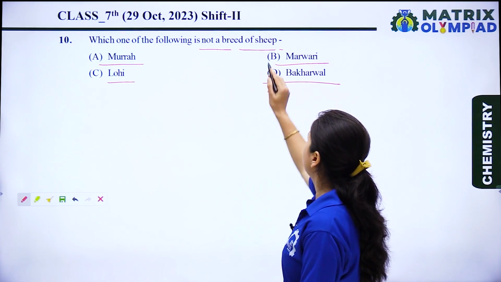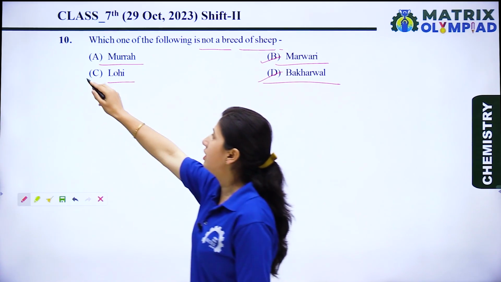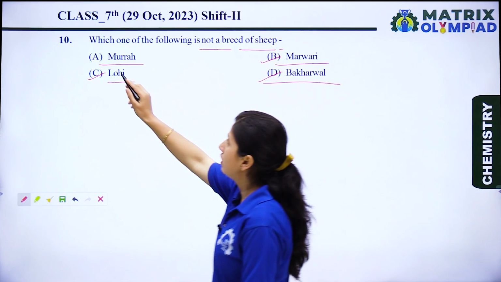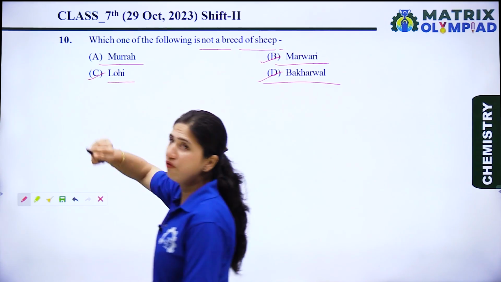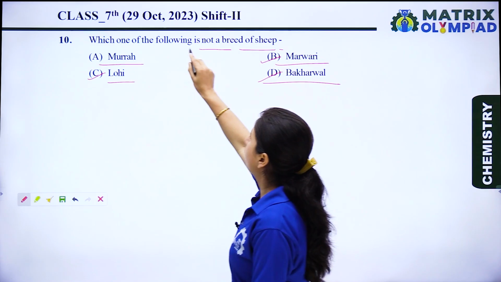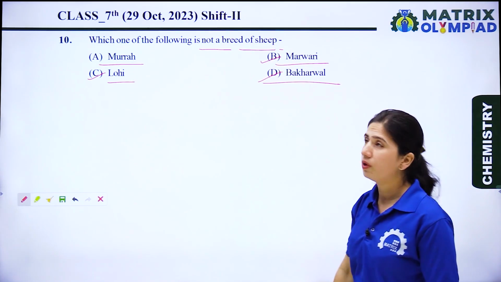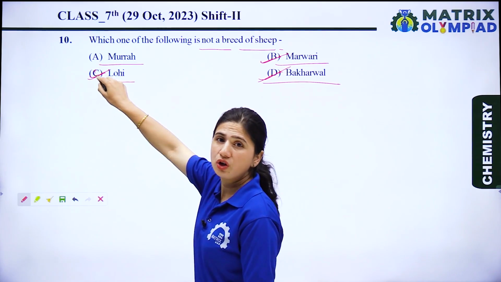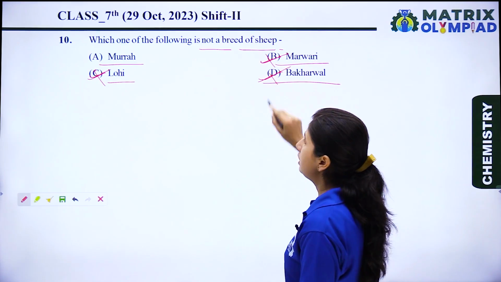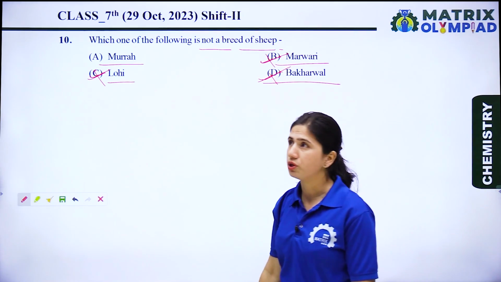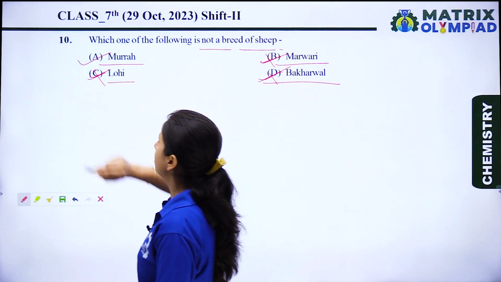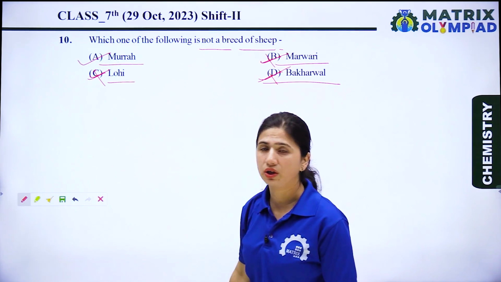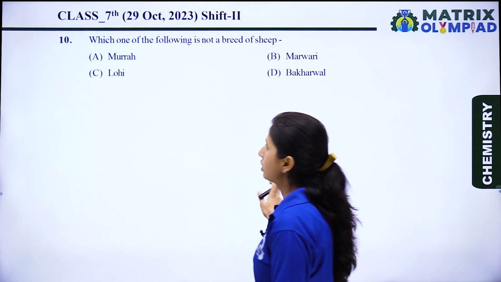We know that B, D and C are all breeds of sheep, but actually Muraha is a breed of buffalo. So which one of the following is not a breed of sheep? Marwari, Bakharwal and Lohi, these are all breeds of sheep. So B, D and C are the wrong options, and A, which is the breed of buffalo, is the right option for this question. Now let's see the next question.